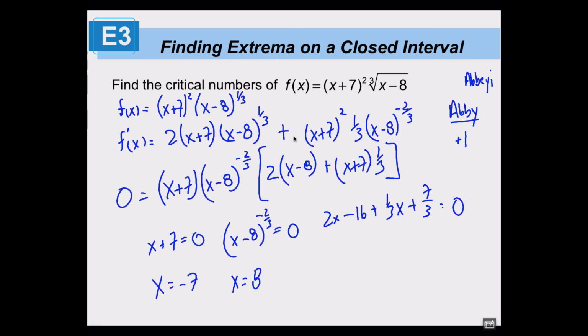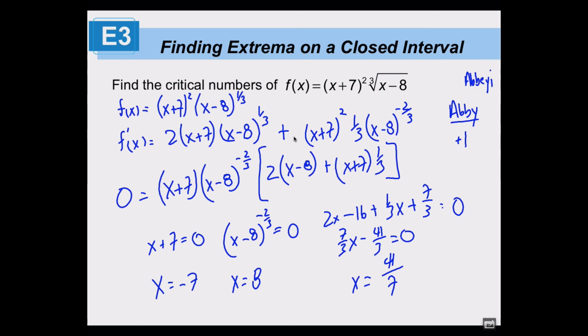Okay, how about this one? 7/3 x minus 41/3 equals 0. And yes, you have to be able to work with fractions. Move that over, flip it over, and so x equals 41/7. I'm pretty sure. I'm going with it.